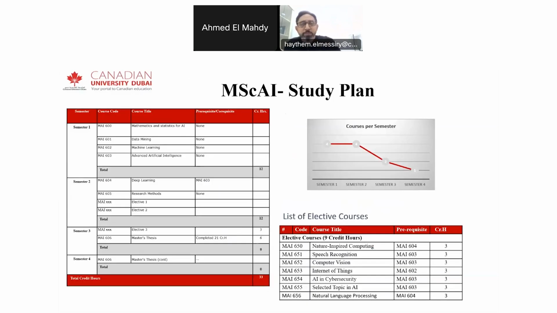Okay, how is this implemented? If we have a look at the study plan, you'll see that for a full-time student, which is also a very important part, the student should not be engaged during the program in other activities. He needs to focus on attending the courses, which run over the summer, the first and the second semester, and from the 3rd and the 4th semester, students go to the elective courses and the thesis.